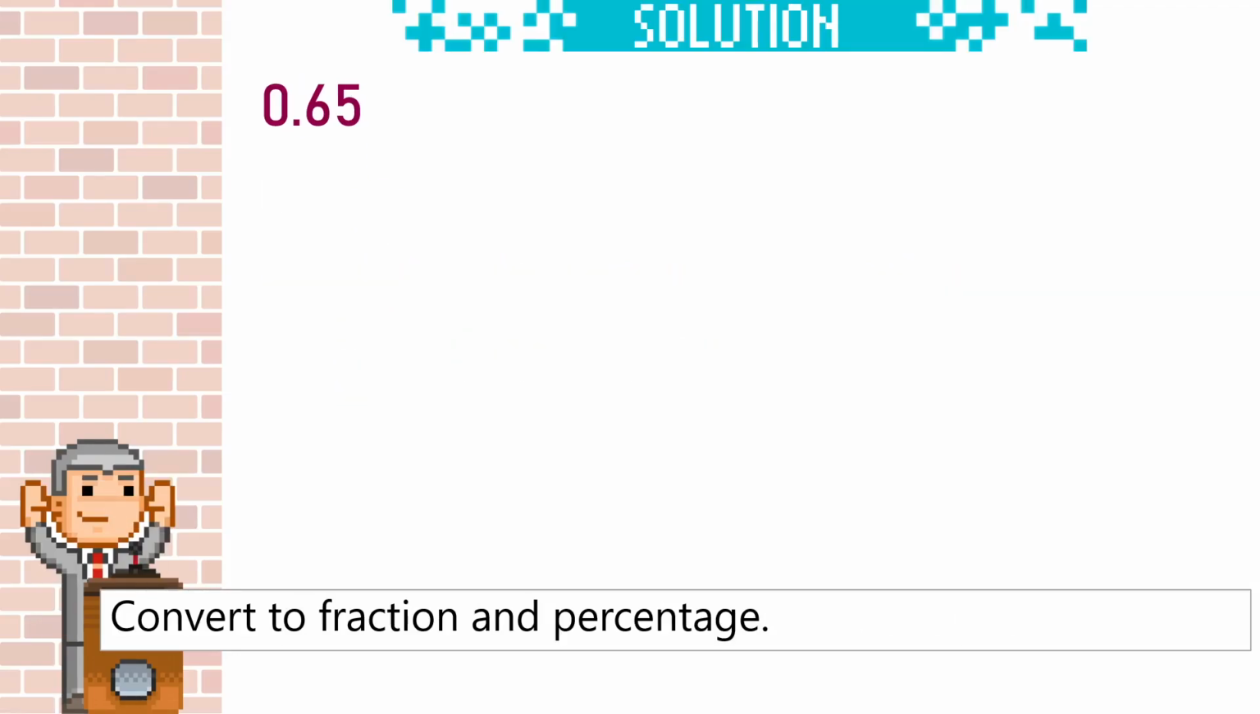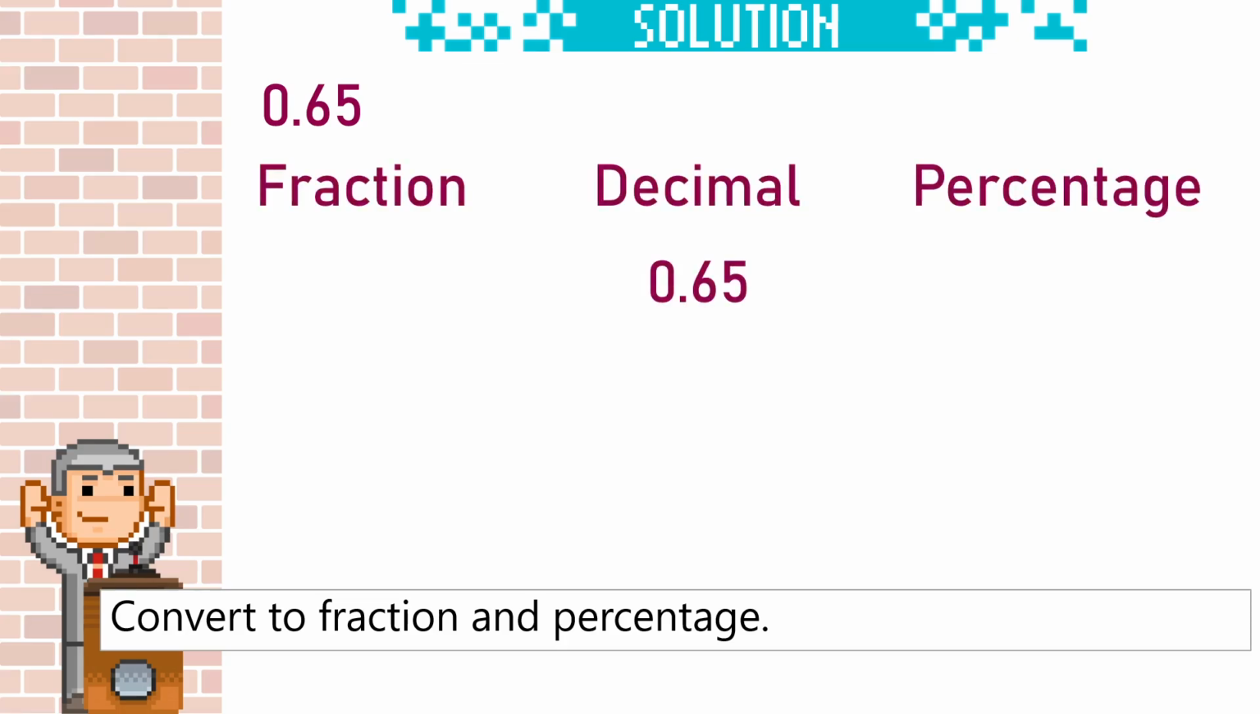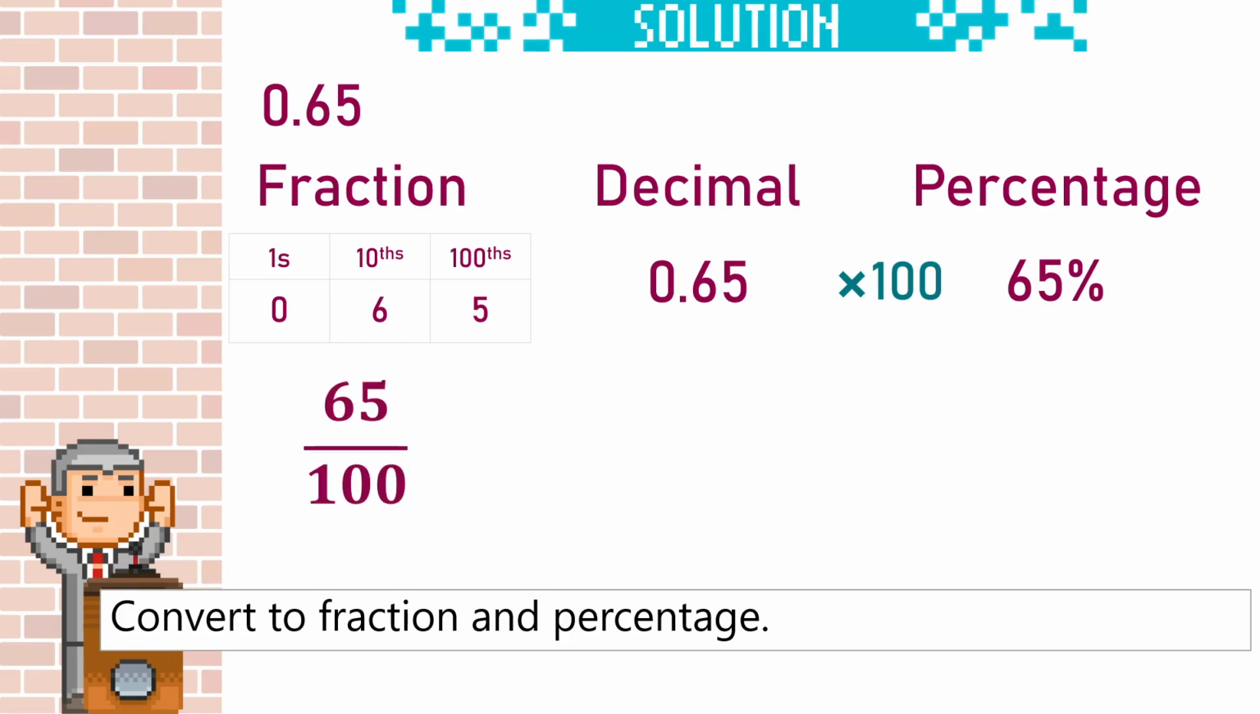In this question, we need to convert 0.65 into a percentage and a fraction. To convert a decimal into a percentage, we multiply it by 100. To convert a decimal into a fraction, we put the decimal into a place value table. The last digit is the hundredths column, so we can put all the digits over 100.